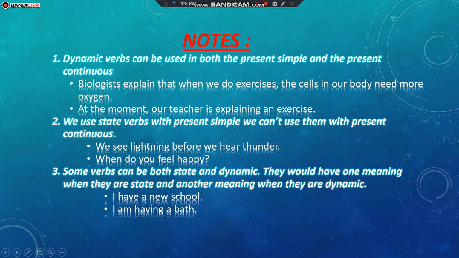Okay? Now, Shabab, some verbs can be both state and dynamic. I want you to pay attention to them. They have one meaning when they are state and another meaning when they are dynamic. How? I have a new school. I am having a bath. I have in the first sentence means own. I own a new school, or I own a new car. Then have means own. But in the second one, I am taking a bath. Okay, Shabab, so here it depends on the meaning. You have to be careful.